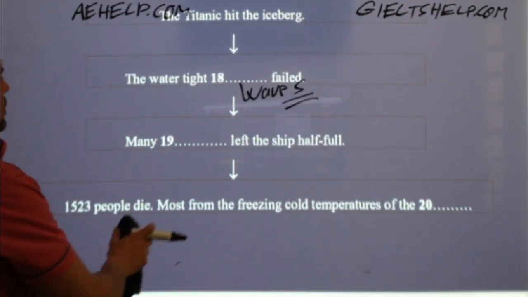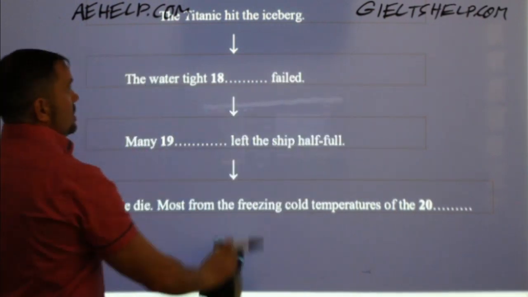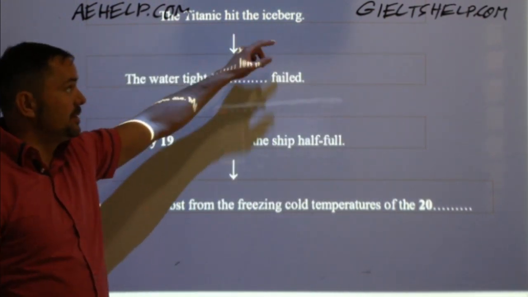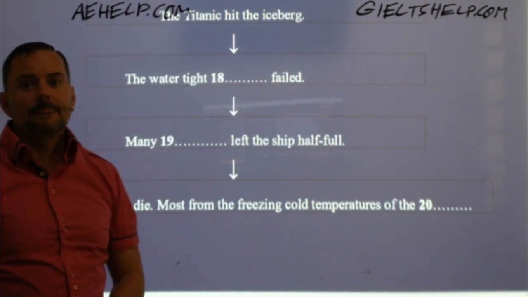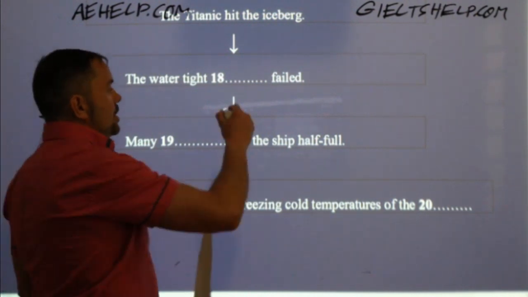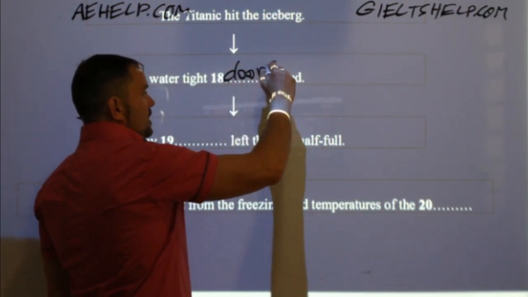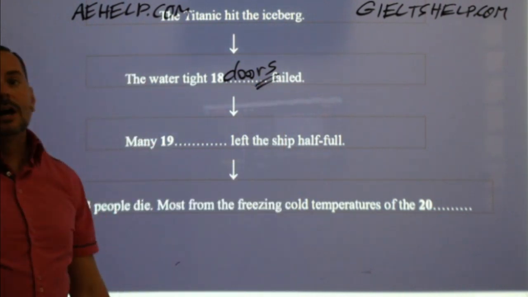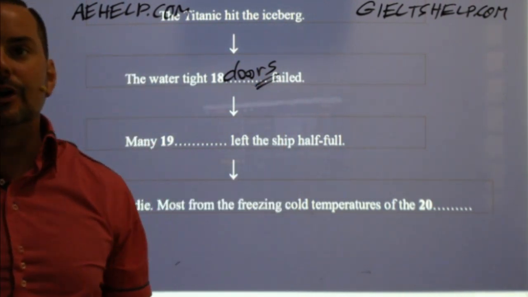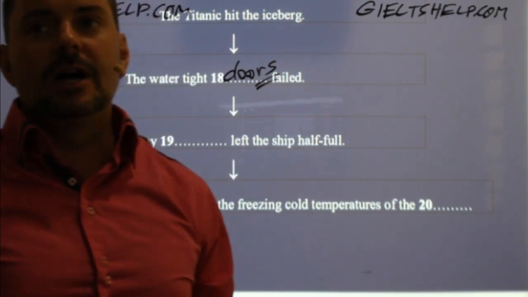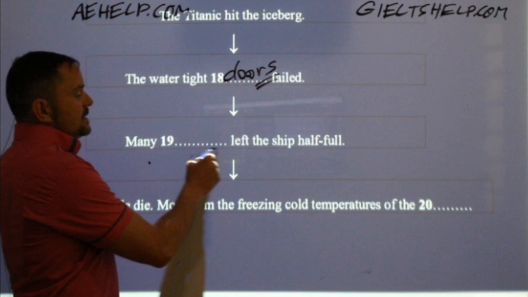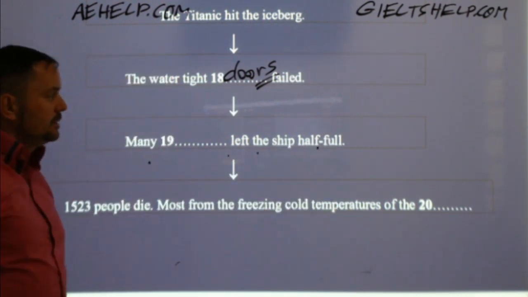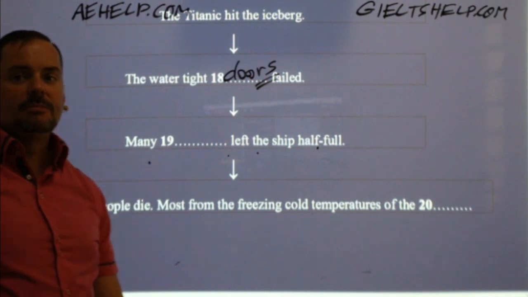Number 18, the watertight something failed. So the Titanic hit the iceberg. There were no waves. It hit the iceberg. The watertight something failed. The watertight doors. Again, it's a plural. Students, plurals matter. Okay, so Rahim, Mirzada, if you write door instead of doors, you will lose the mark. Okay. Many something left the ship half full. Based on my previous questions, you'll probably get that.